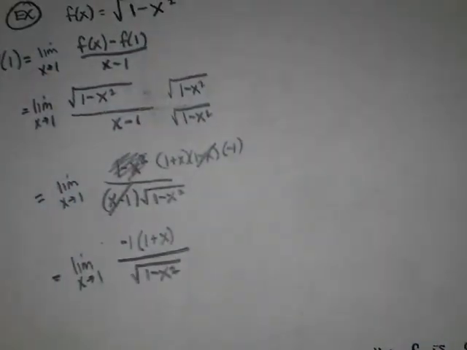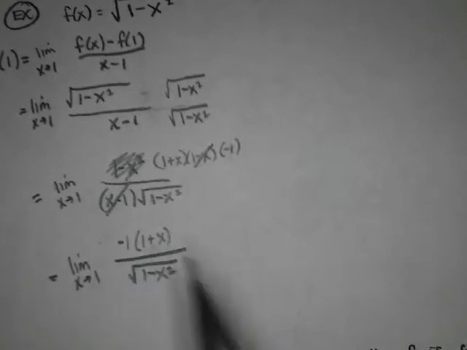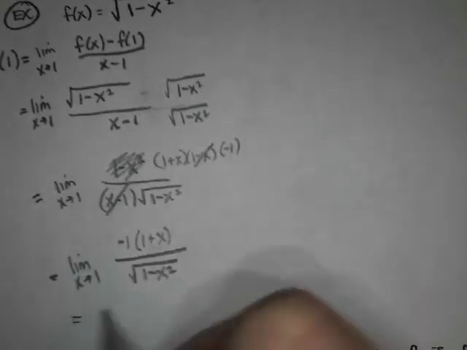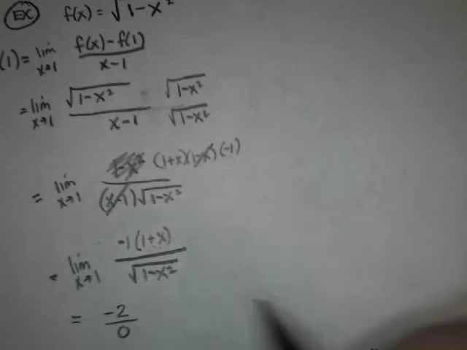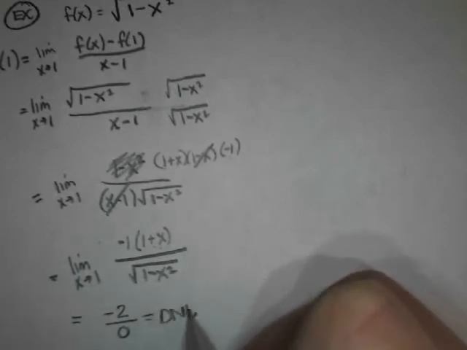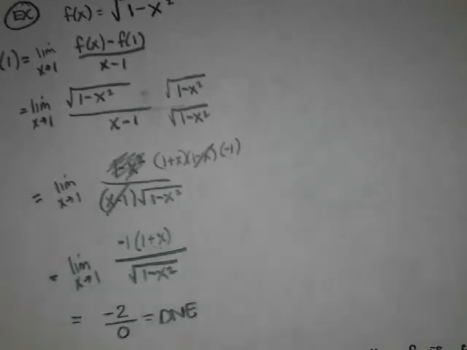Here, when I directly evaluate, I'm better off, right? Because I'm not getting the indeterminate case anymore. If I plug in 1, I'm going to get negative 2 over 0, which does not exist. It means we should take a closer look. Should we necessarily trust that?